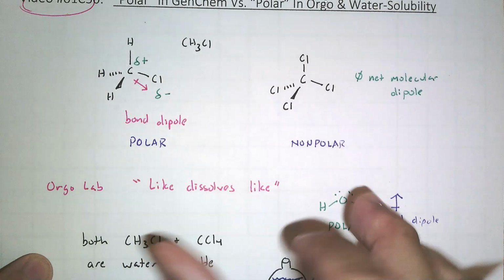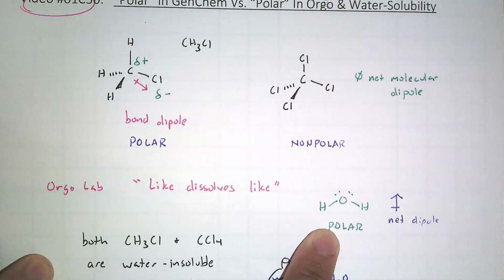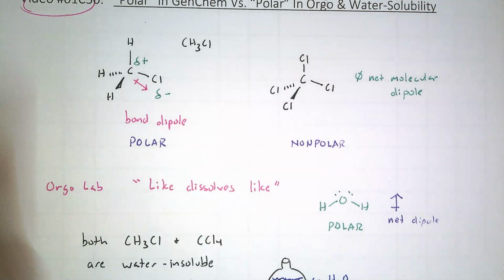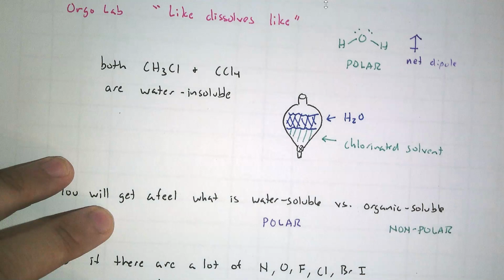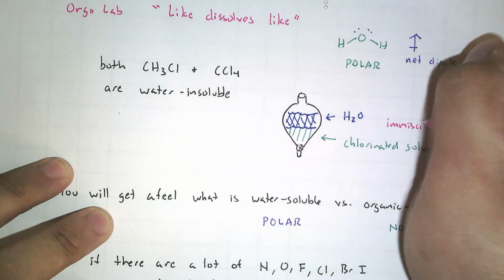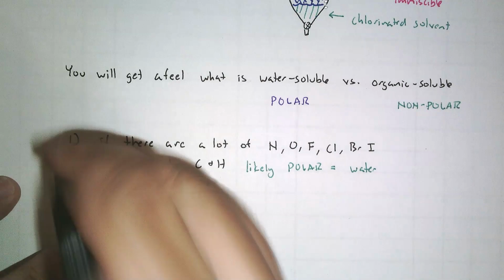Okay, I wanted to show you the conflict here because water cannot dissolve either of these two solvents. They are what's called immiscible. Okay, just jot down that word also, immiscible. Okay, so that's number one, and we should have time to look at some examples.